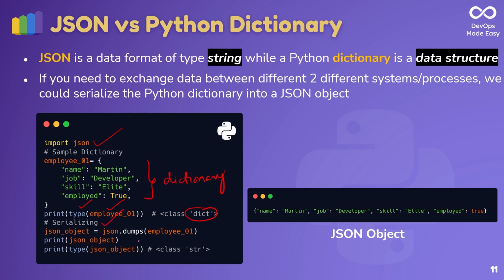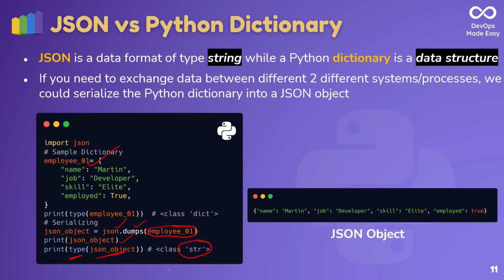Inside JSON, dumps is the function that takes in a dictionary and serializes it into a JSON object. So I'm using the JSON library, and inside that library I'm using the dumps function, and I'll pass the employee1 name, or this complete dictionary, as an input. Then I'll print it and also see the type of that JSON object. The type should be a string.